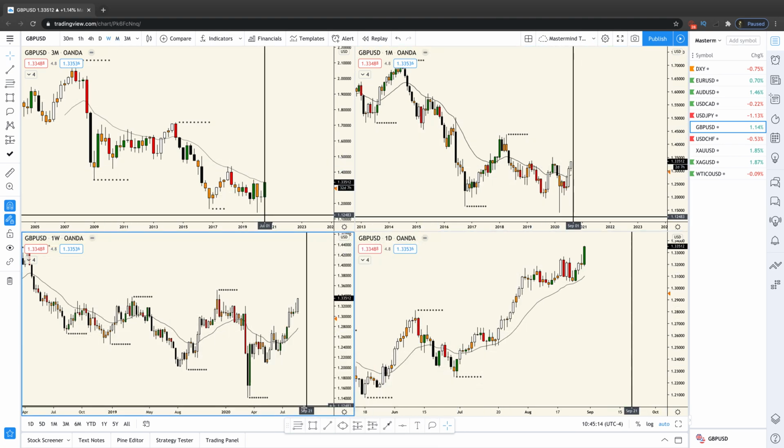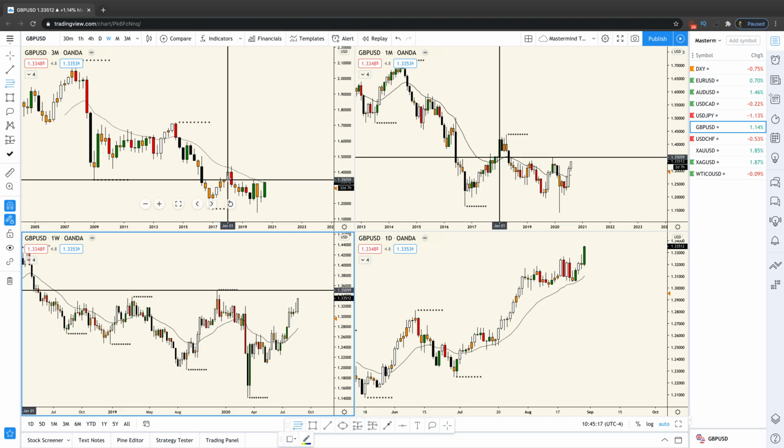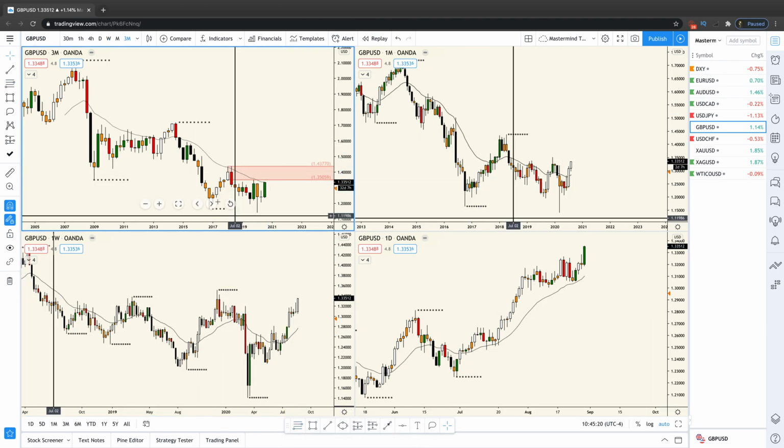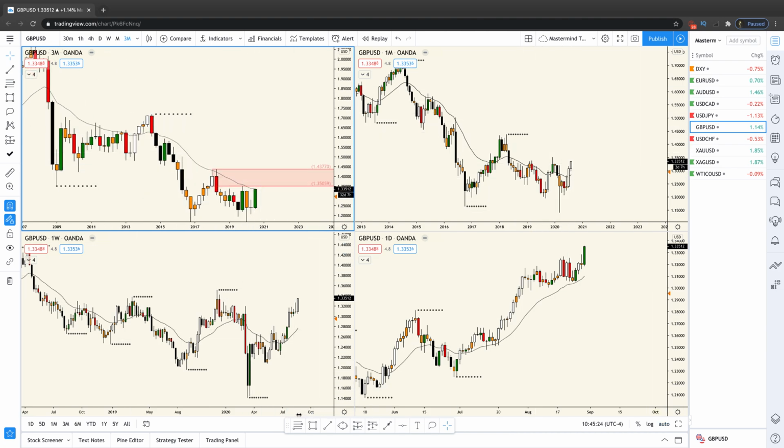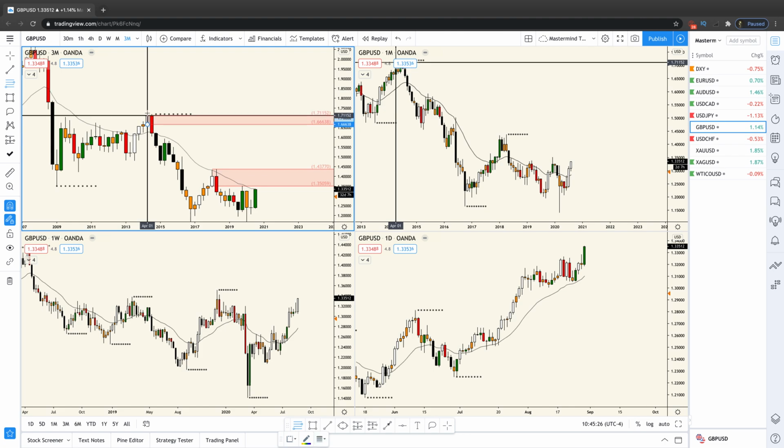Okay, we'll go to the pound. Some sellers right here broke this low. I like that. I like this area for selling. I wish I would have been looking out this far before.